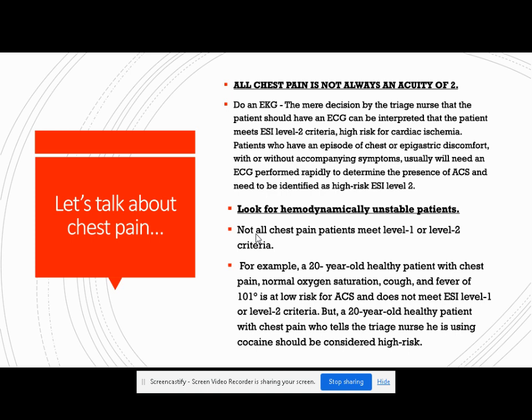Not all chest pains meet the level 1 or even a level 2 criteria. For example, a 20-year-old healthy patient with a chest pain, normal oxygen saturation, cough, and a fever under 101 is at low risk for acute coronary syndrome. However, if we have a patient that's 20 years old and has chest pain and says they've been using cocaine, that's a different story. So the risk factors change.